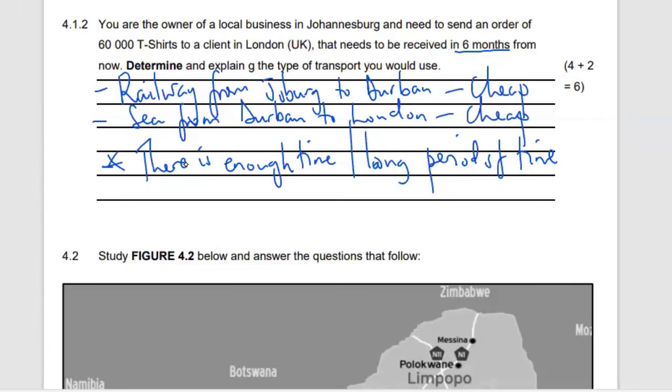You also cannot use road because it's relatively expensive to use road to transport to Durban. So use rail from Joburg to Durban. It's cheaper. Then you use sea from Durban to London, which is also cheap. And also for the sake of time, you have enough time. There's no emergency there.